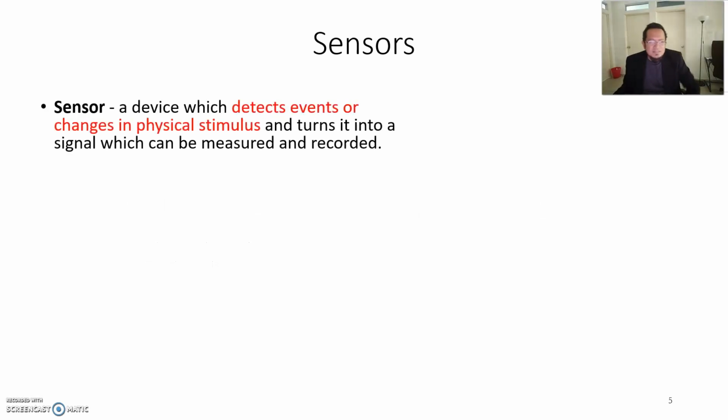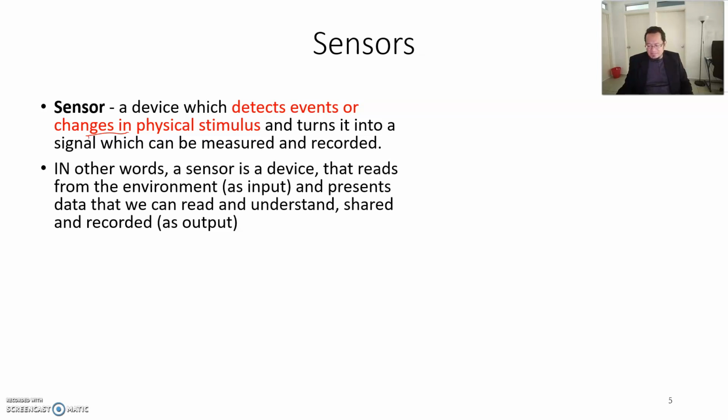Okay. So basically, sensors are devices which detect events or any physical changes or physical stimulus and turn it into a signal which can be measured and recorded. Okay. So it senses something and it turns into something that we can measure. So in other words, it's a sensor.